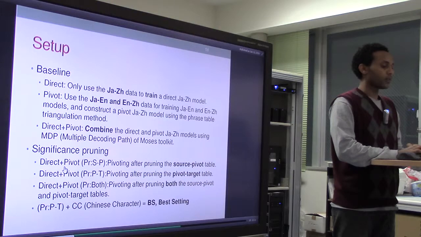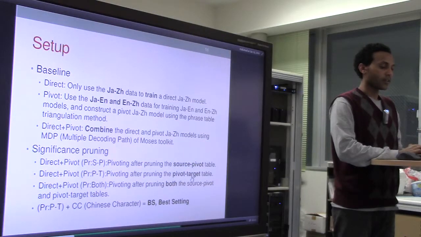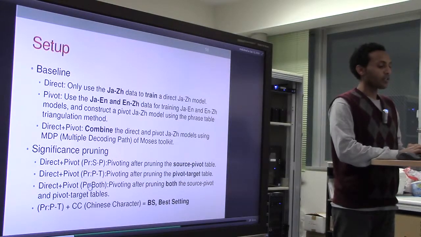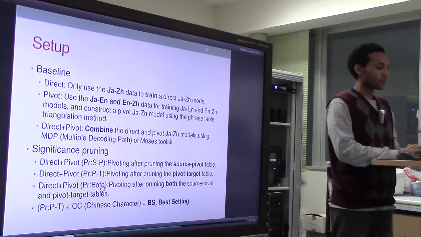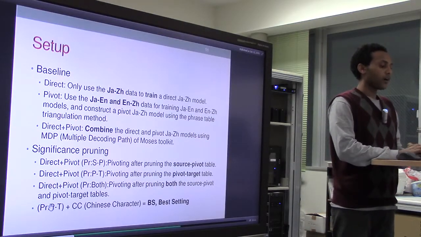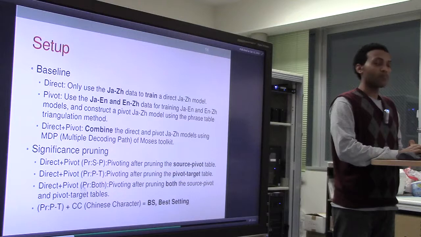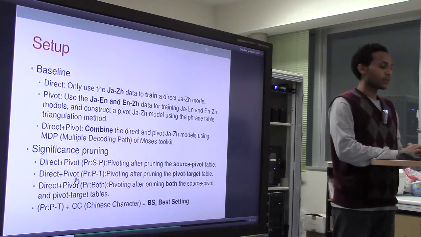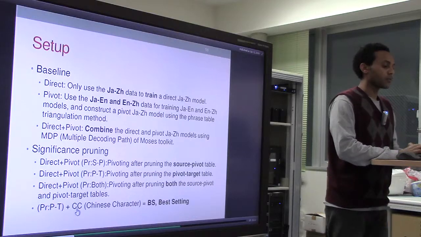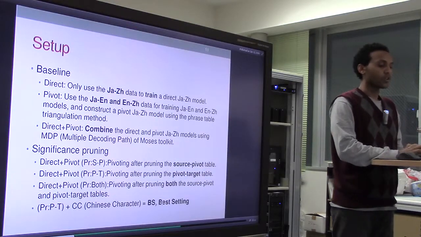So for direct, they selected the last one, which gave better results. So direct and pivot method, and then the pruning is done for only the source language in the first case. In the second case, the pruning is done for the target phrase table, and in the third case for both the source and the target. Then they found out that when the pruning was done for the target language, it gave better results. So for this setup, they added the Chinese character feature, and this was found to be the best setting.